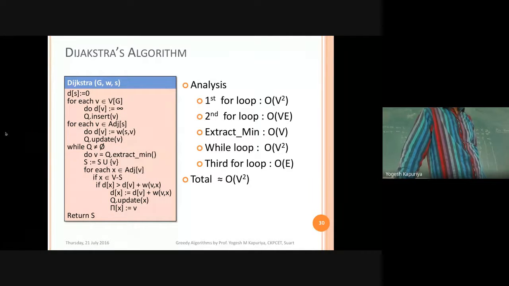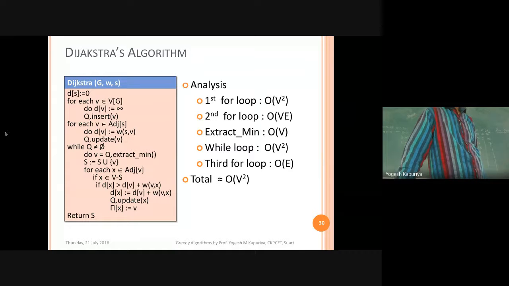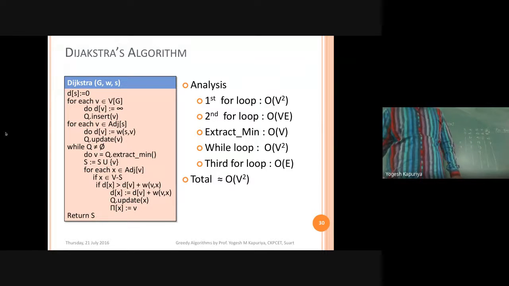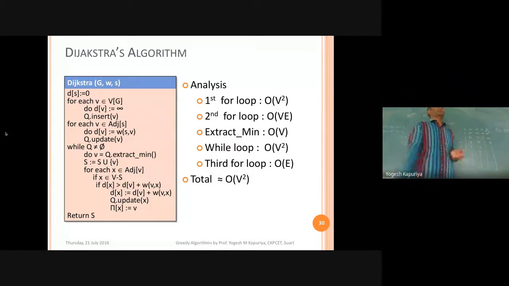Is that clear? So the time complexity: first for loop. We are inserting inside a Q, right? And the time complexity for inserting inside a Q is considered big O of n here. So if you are inserting n vertices, then the time complexity is n square, because n times you are doing n. This is n square.